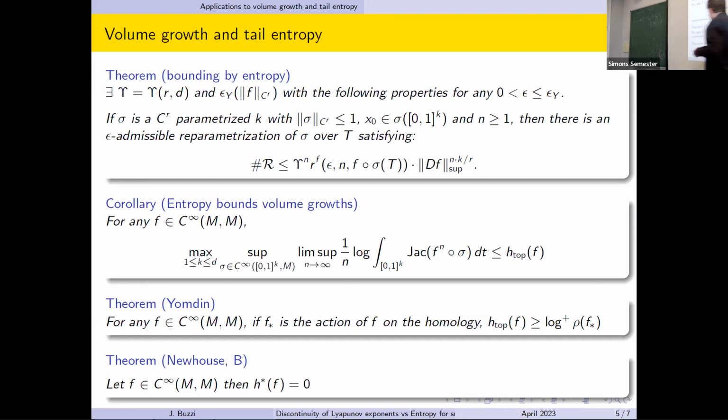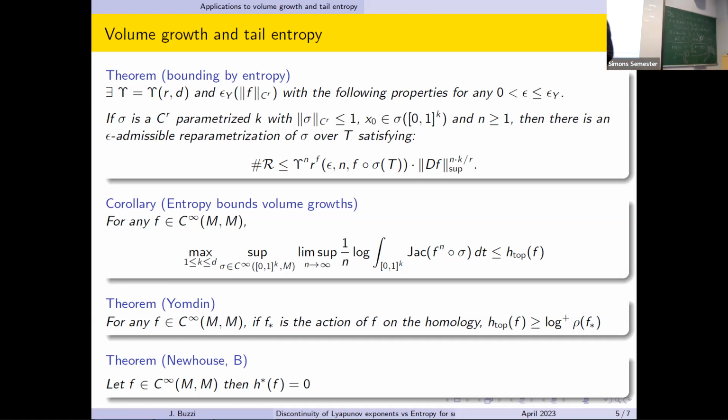From our point of view, there is this other application. Essentially, you do what we did, but you stay inside an epsilon n ball. Instead of trying to cover everything, which introduces the topological entropy, you focus on the neighborhood of a given orbit. When you do that, you get that the tail entropy of a C^r map will be bounded by the dimension divided by r times the logarithm of the Lipschitz constant. So for C infinity, you get that the tail entropy is zero.